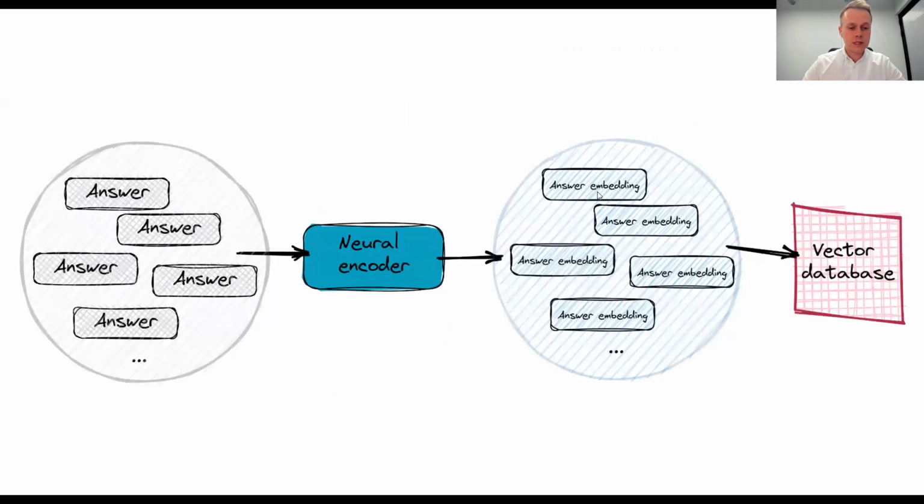And the first process I mentioned is the process of indexing the data. Here, this graph shows how we could tackle that in case of question answering. Basically, we put all the answers, all documents that could possibly answer our questions through the neural encoder, and we convert them into the embeddings. And those embeddings are then stored in the vector database of our choice.